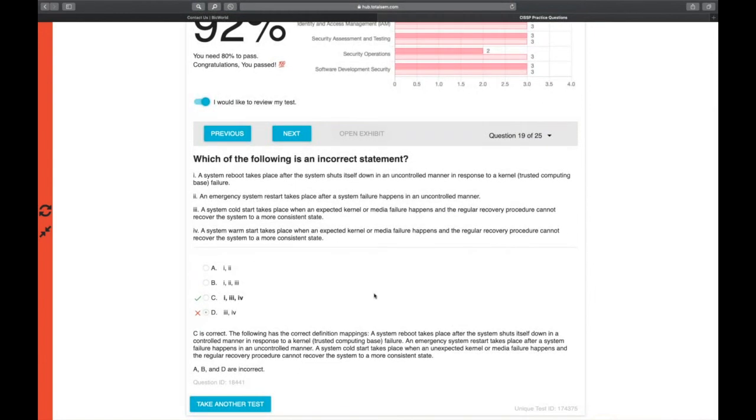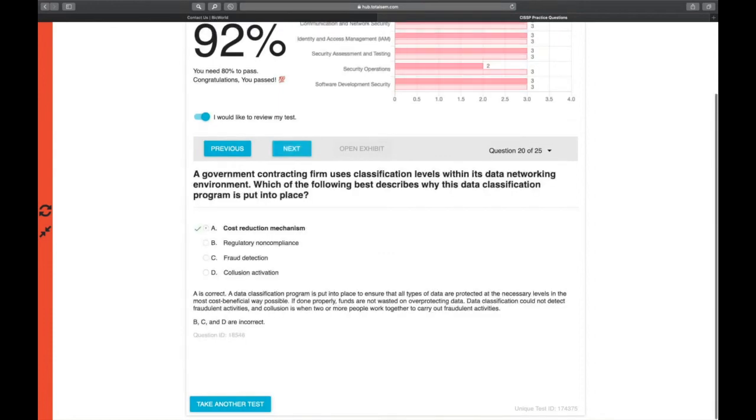We're up. Well, number 1 is not correct. So a system reboot takes place after the system shuts itself down in an uncontrolled manner. The following has the correct definition. Yeah, I don't like these kind of questions.